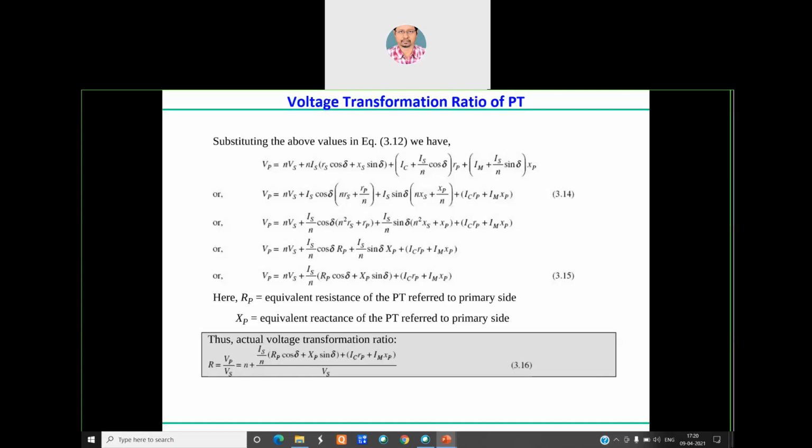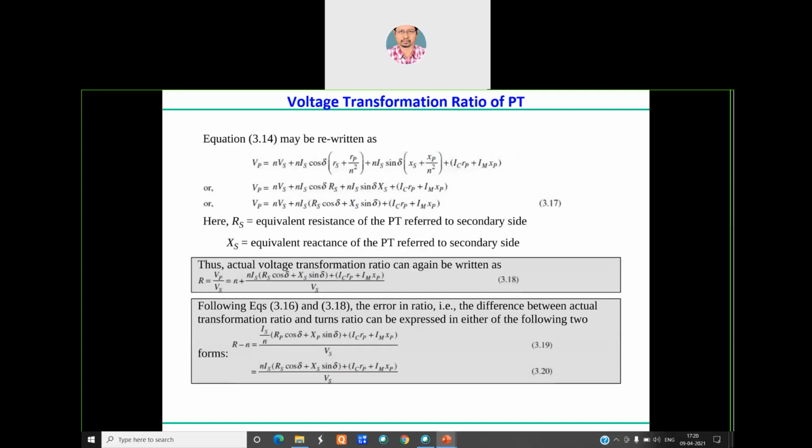Okay, so if you substitute these values, then the actual voltage transformation ratio, which is the ratio of Vp by Vs, from equation number 3.15, you can modify it in terms of Vp by Es. So how much are you getting? It is n plus this rest of the component in a modified statement. So that is the actual voltage transformation ratio of a PT, which is used for the measurement of the line voltage.